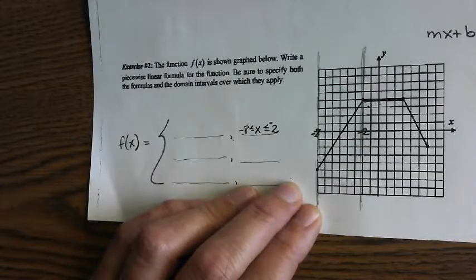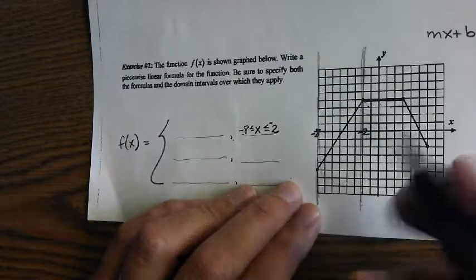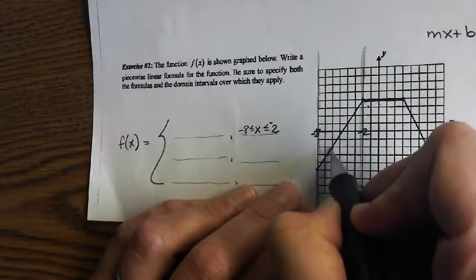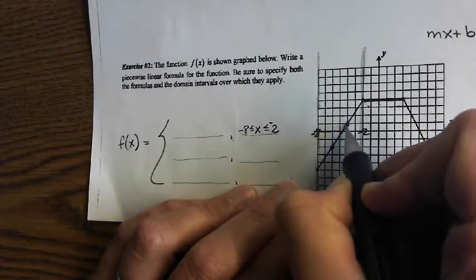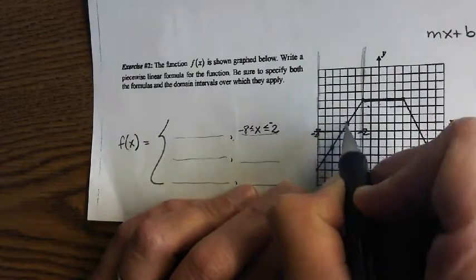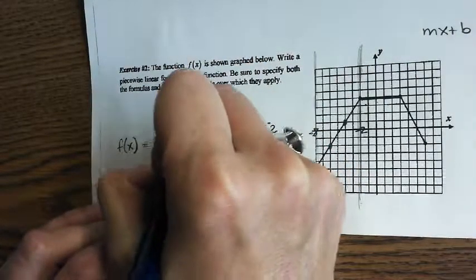Vince, what do you think? 3 over 2. If you find some nice points, there's a good point, and here's a good point. 1, 2, 3 up, over 2. So that's, if you're going mx plus b form, that's 3/2 x.